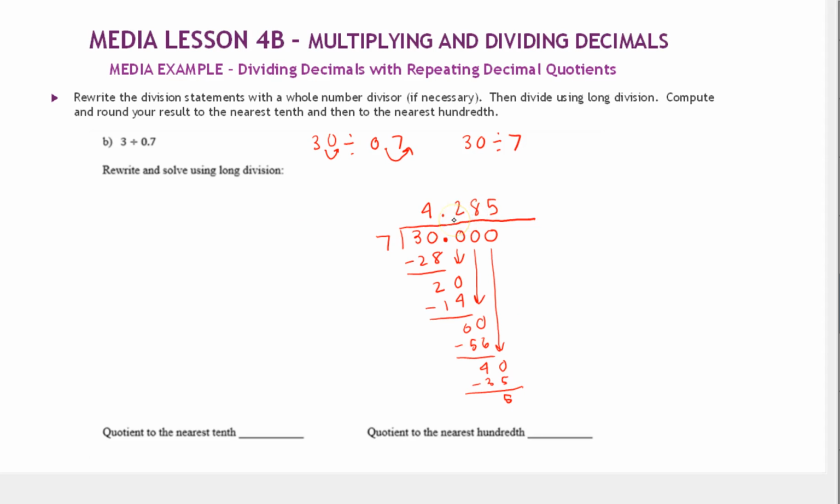So now we are going to round this to the nearest tenth and hundredth. So for the nearest tenth, we have 4.285. We're looking at the tenths place. The digit to the right is larger than 5, so we're going to round this to 4.3. Add 1 to the 2, get rid of the next 2 numbers. So that's to the nearest tenth.